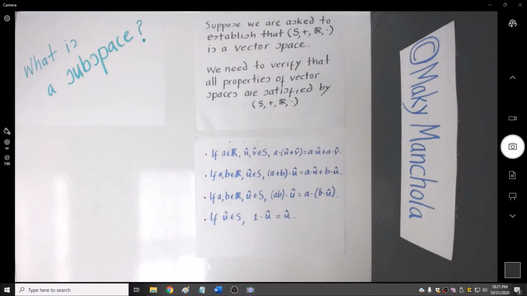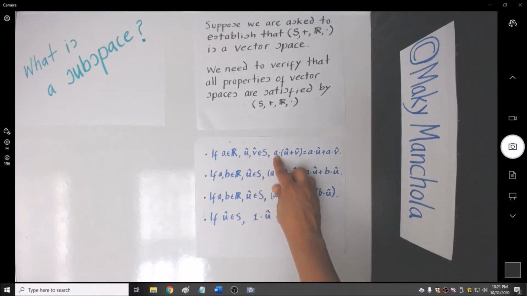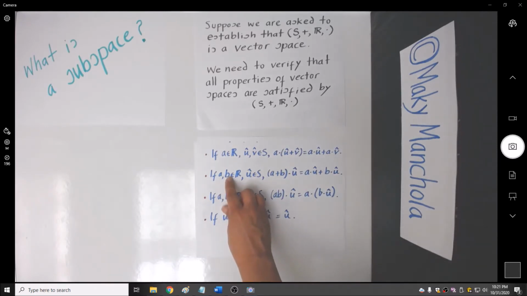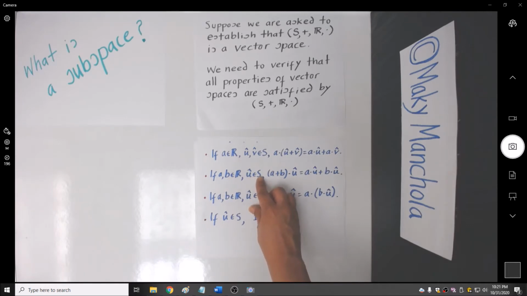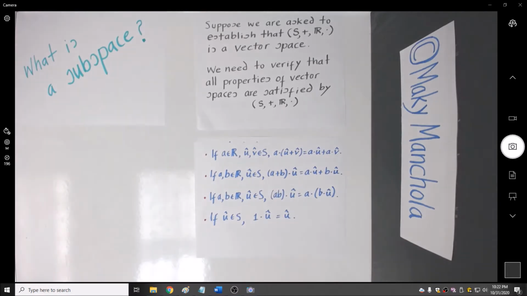We want to show that if A is a real scalar, U and V are elements of S, that scalar multiplication distributes over addition of elements in S. We want to show that if you have scalars A and B, and you have U in S, that scalar multiplication distributes over field addition, over addition in R. We want to show that if you have scalars A and B and U in S, that the scalar multiplication and field multiplication obey an associative property.